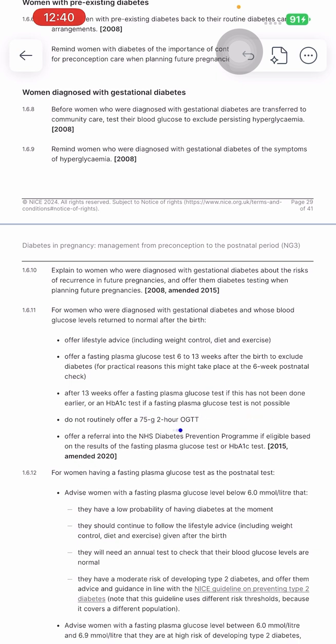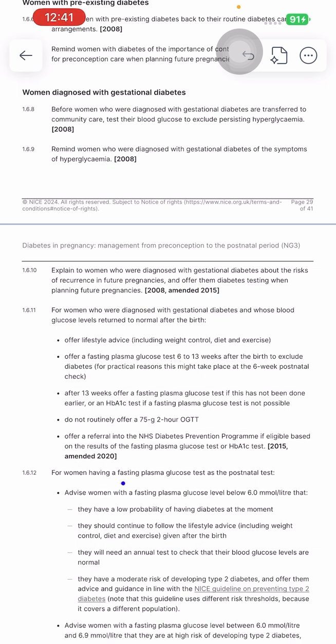Do not routinely offer the 75 gram oral glucose tolerance test. So you have to memorize that postnatally at 6 weeks, we might think to advise her the 75 gram oral glucose tolerance test, but they said do not routinely offer this 75 gram oral test. You will advise her fasting is sufficient for this type of patient.